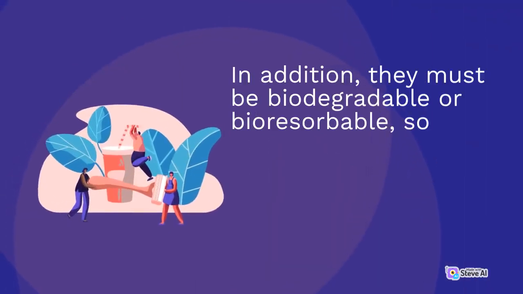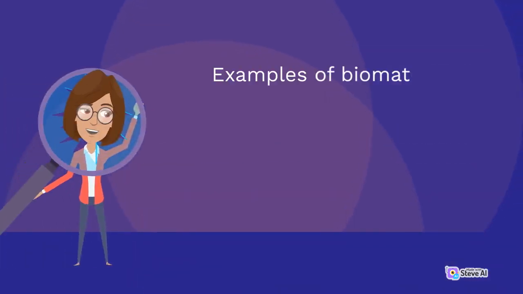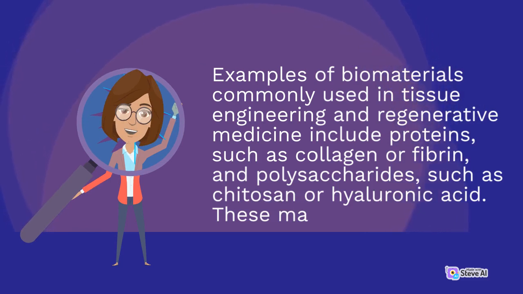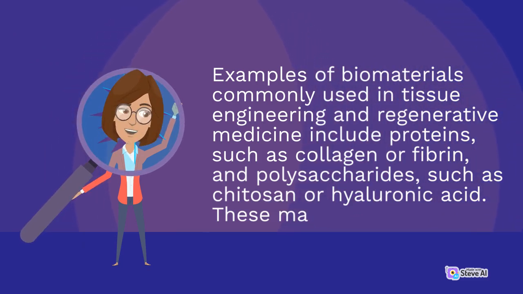In addition, they must be biodegradable or bioresorbable, so that they do not remain in the body indefinitely, but can be replaced by natural tissues. Examples of biomaterials commonly used in tissue engineering and regenerative medicine include proteins, such as collagen or fibrin, and polysaccharides, such as chitosan or hyaluronic acid.